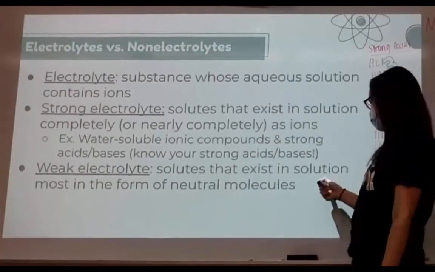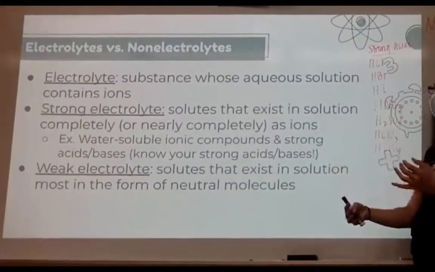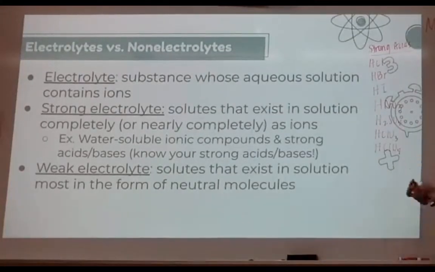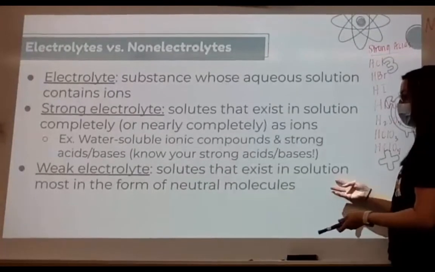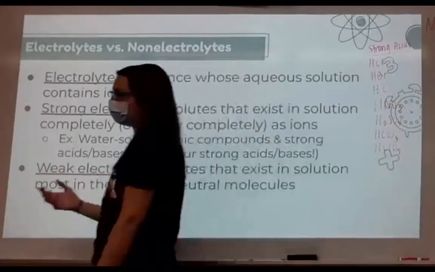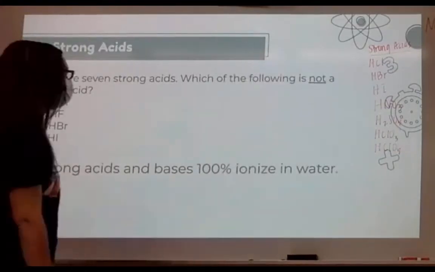A weak electrolyte is something that exists mostly as molecules. So a weak electrolyte does not break apart into its ions in solution. A weak electrolyte is a weak acid, a weak base. So something like acetic acid, that's vinegar. That's a weak acid. It does not break apart, it stays together. So when it comes to looking at net ionic equations, we have to be able to distinguish the difference between strong electrolytes and weak electrolytes.